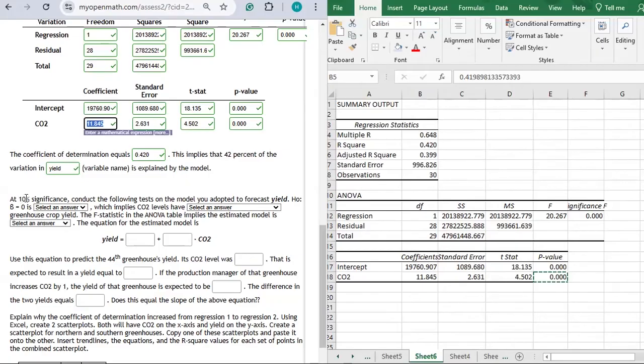In my particular problem, the actual level of significance is 10%. In yours, it may be 5%, it may be 1%. It doesn't matter what that level is. What matters is how big the p-value is relative to the significance level.